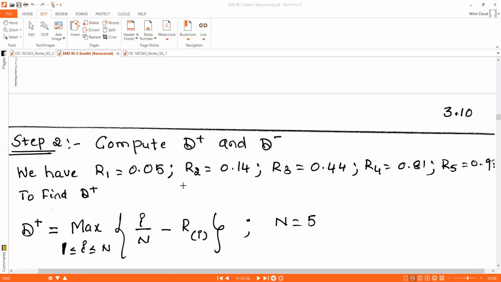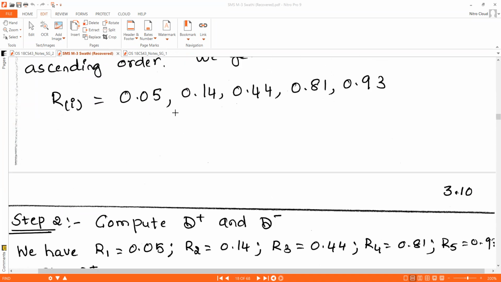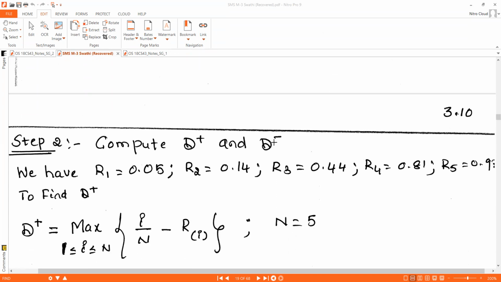If we know the i value and the N value, we can find the D plus and D minus values. What is the N value here? The N value is nothing but the total number of random numbers given in the Ri set. How many random numbers do we have? 1, 2, 3, 4, 5. So the capital N value will be 5.